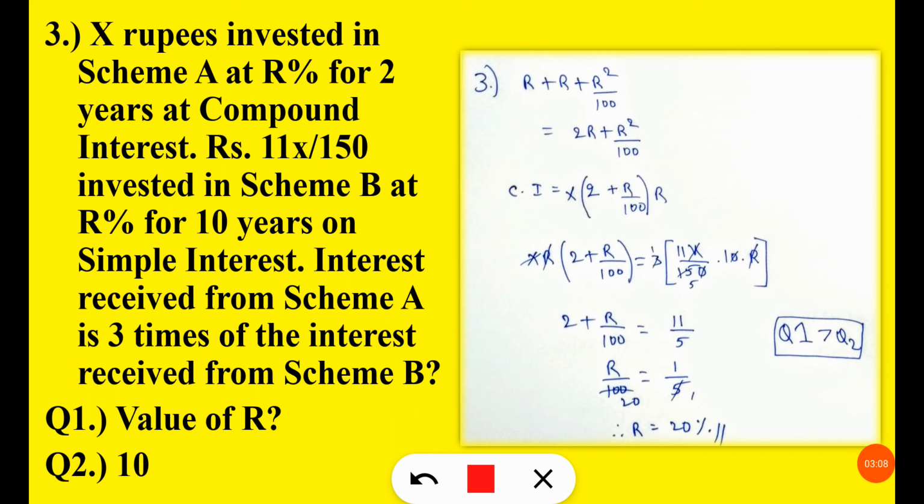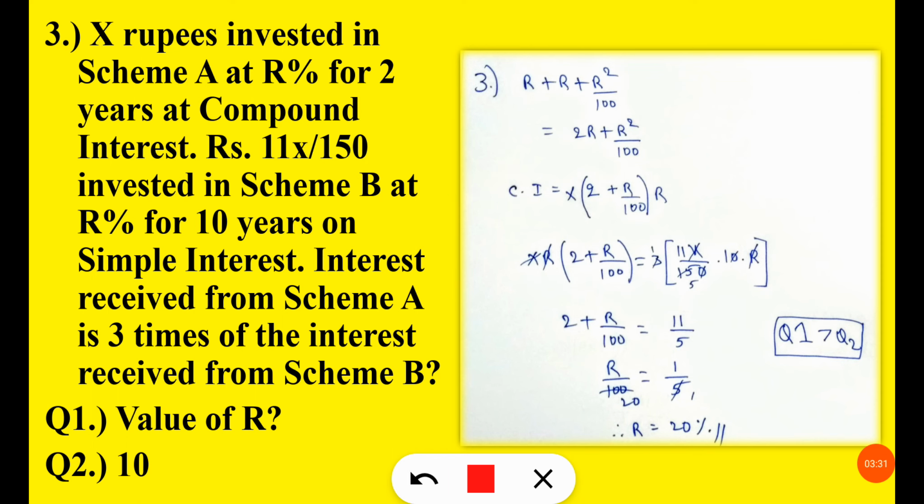The meaning of the question is, a certain amount was invested in scheme A at compound interest and 11x by 150 rupees was invested in scheme B at simple interest, and it is given that compound interest is 3 times the simple interest, and we were asked to find the value of R. In Q1 and Q2 it is given as 10. Let's dive into the solution.